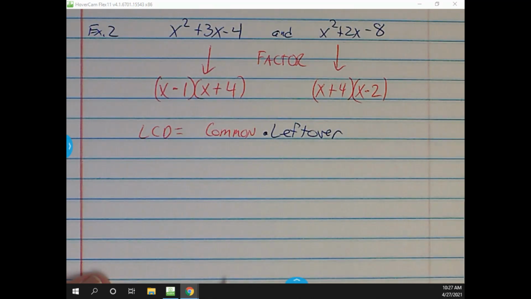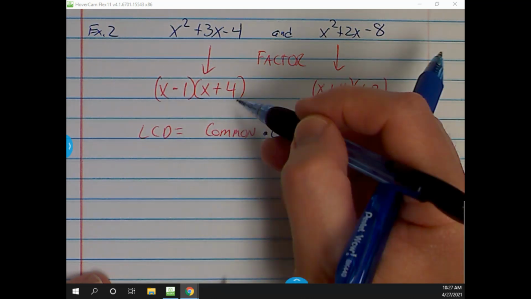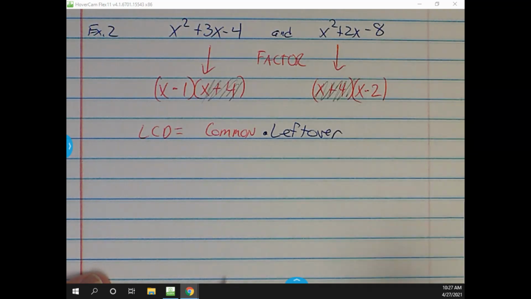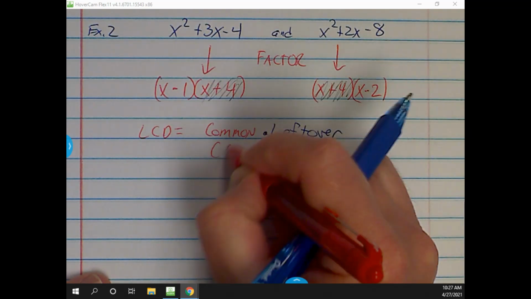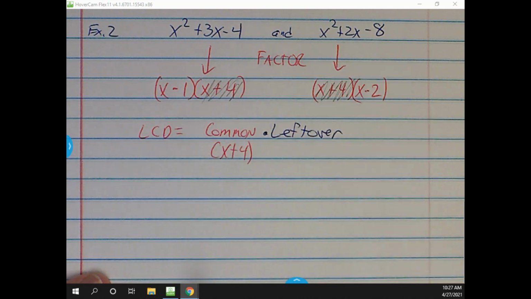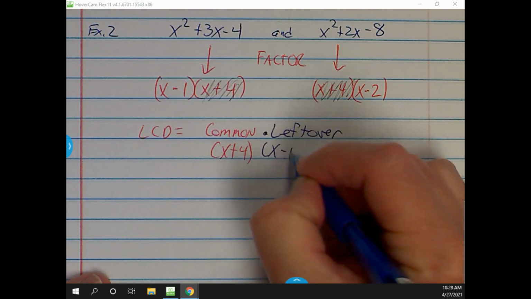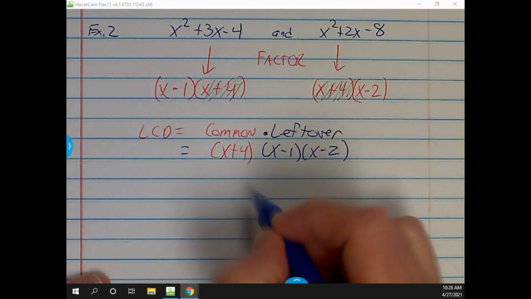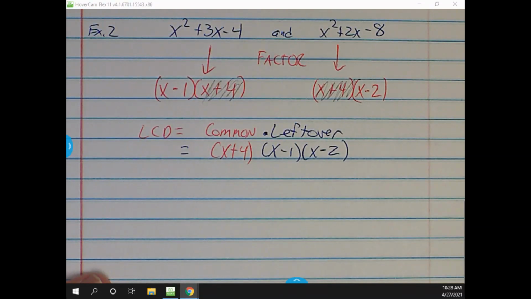Okay. And again, for least common denominator, just tell me what they have in common. What do they both have? Well, they both have an x plus 4. So if they both have an x plus 4, we're going to take that part of it out. And once you've kind of lightly scratched out what they have in common, tell me everything that's left over. x minus 1 in the first one, and an x minus 2 in the second. And all three of those things there would be what your least common denominator would be.